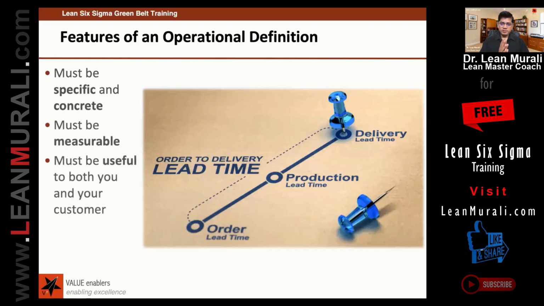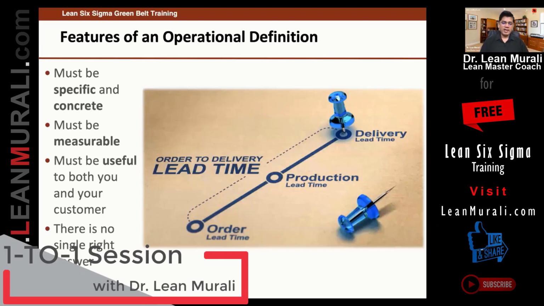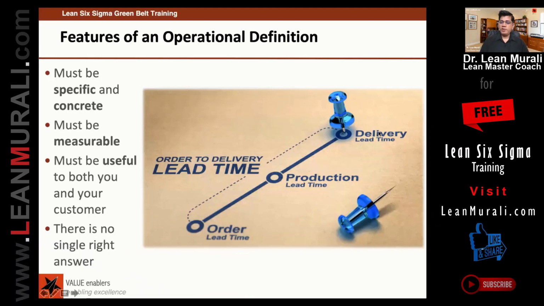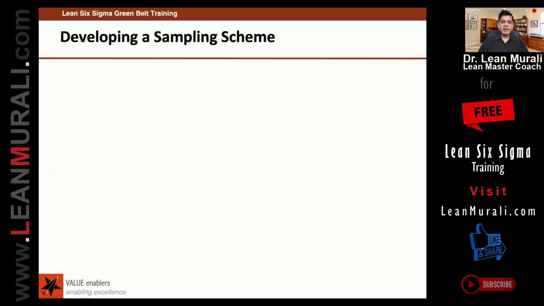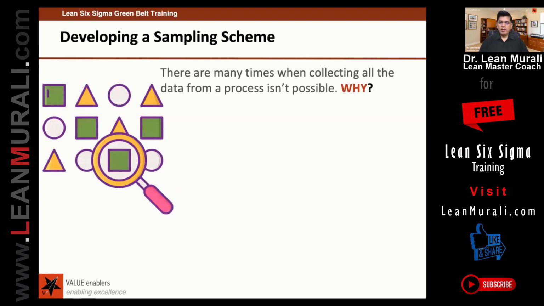So this definition, this measurement should be useful to you and your customer, because you can't measure something which the customer doesn't care about. It depends upon what problem you are trying to solve. If the operational definition is clear, develop a sampling scheme. Now we are going to get into how to do sampling.